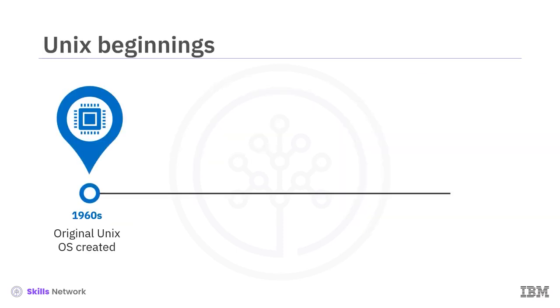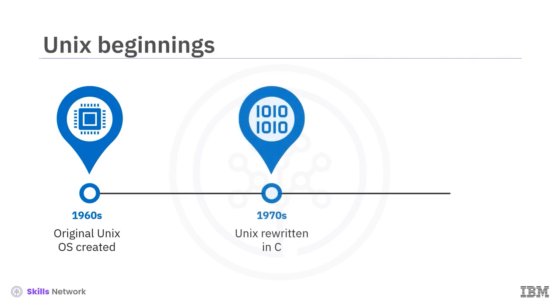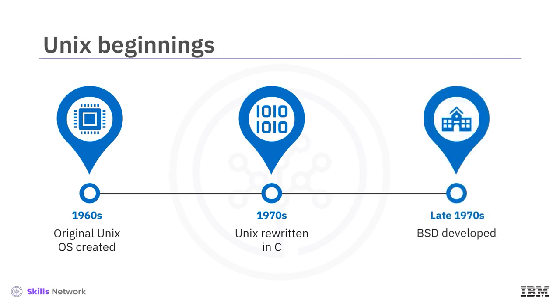In the 1960s, the original Unix OS was created at AT&T Bell Labs. However, like many operating systems at the time, it was made for a specific hardware system, in this case, the PDP-7 computer. In the 1970s, the Unix OS was rewritten in C, distinguishing itself from other systems and making it portable to many hardware architectures. And then, in the late 1970s, UC Berkeley developed Berkeley Software Distribution, or BSD, an add-on to Unix providing additional software and capabilities. The famous Mac OS was later derived from BSD.